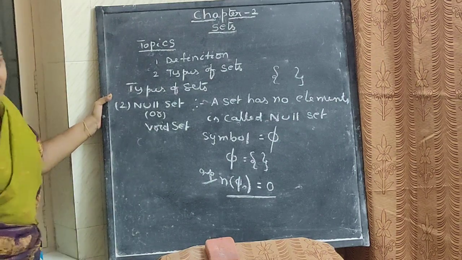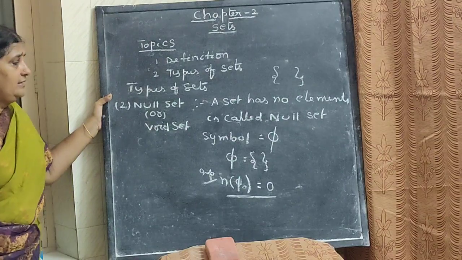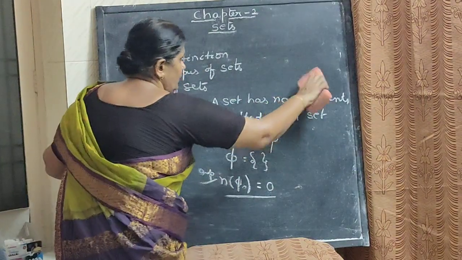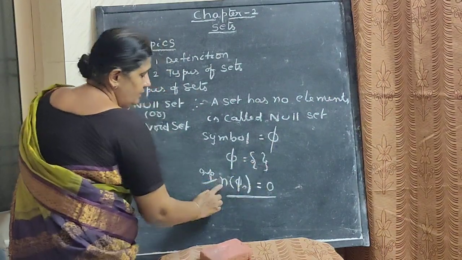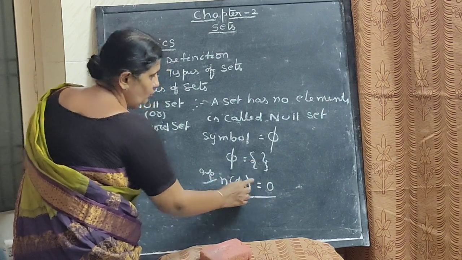Once again, what is the second type? Null set, or void set, or empty set. A set that has no elements is called a null set. It is denoted by the symbol phi. Phi is equal to the null set. The number of elements in the null set is nothing, meaning 0. Note down this one.